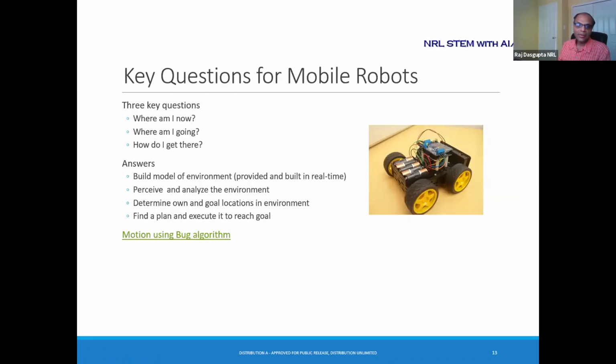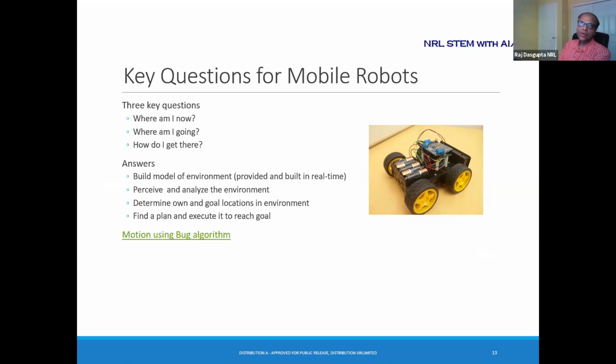So here you see the picture of a wheeled robot. It's a 4-wheeled robot, much like the PiMars robot. So when you have a robot like this, a robot that can move around, there are 3 key questions the robot has to answer or ask itself, which is: where am I now, where am I going, and how do I get there?